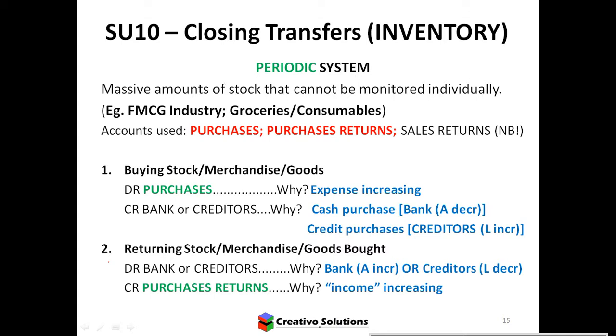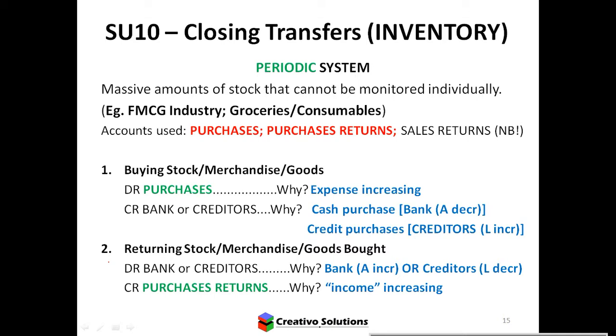Why is the sales return an expense? Sale is what type of account? Sales is income, so the return would be seen as an expense. Okay, now I'm with you. The opposite: returning stock, merchandise or goods bought. What happens to my stock?